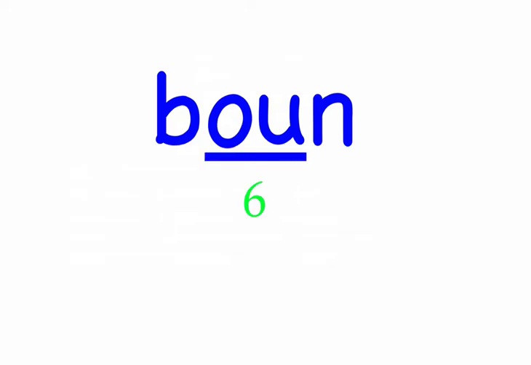The word is pronounced bown. Cout. Daub. Falf. Gauk. Row 2. Halm. Jowg.